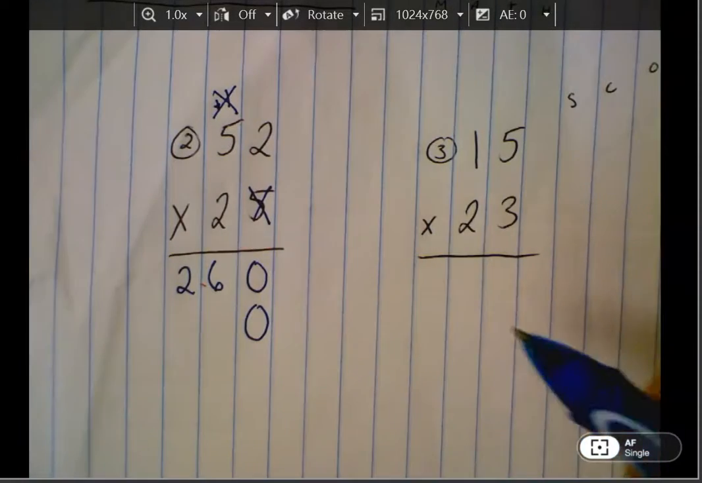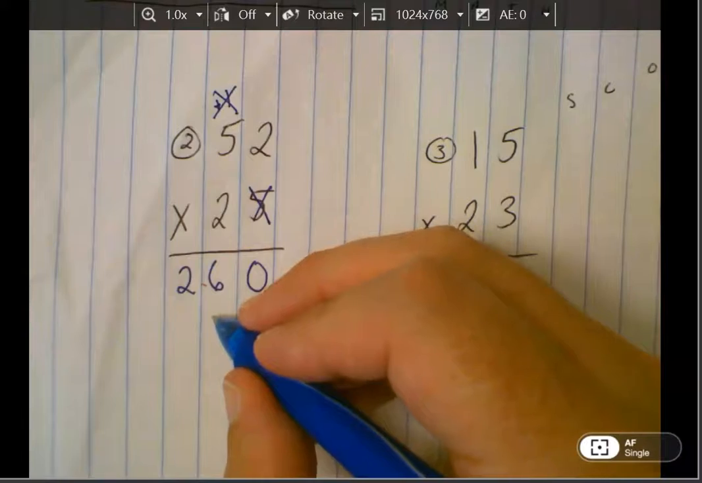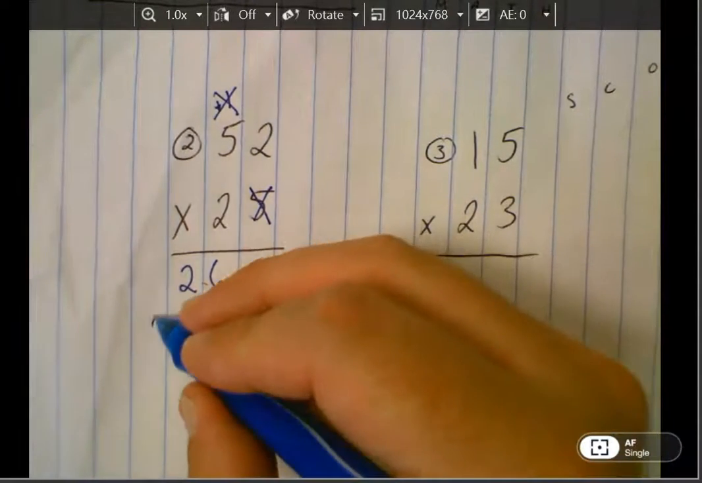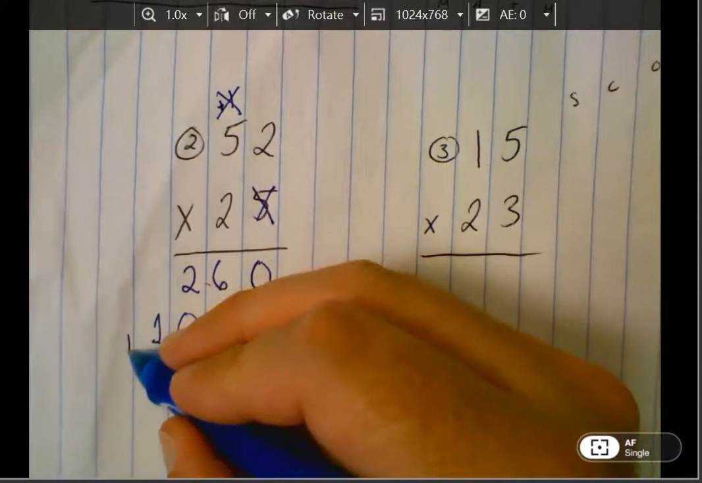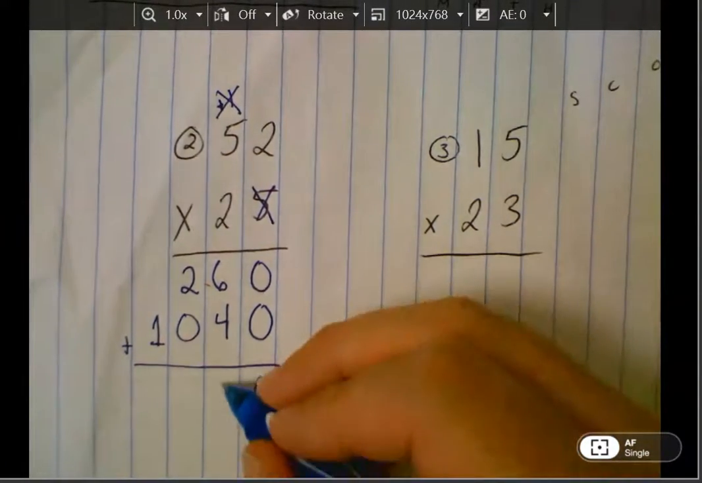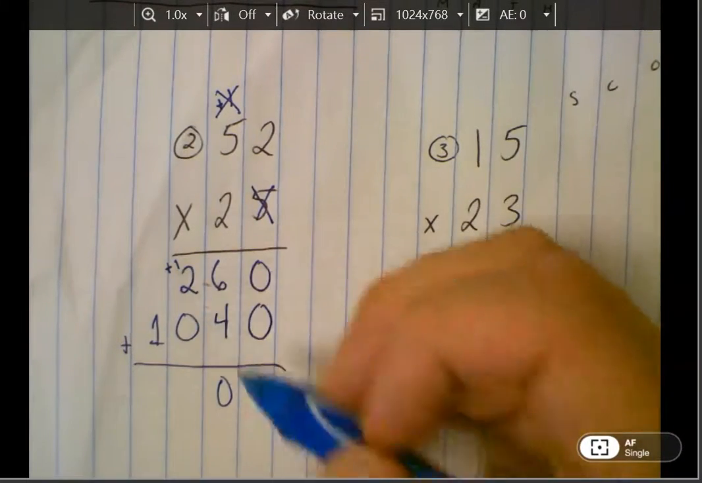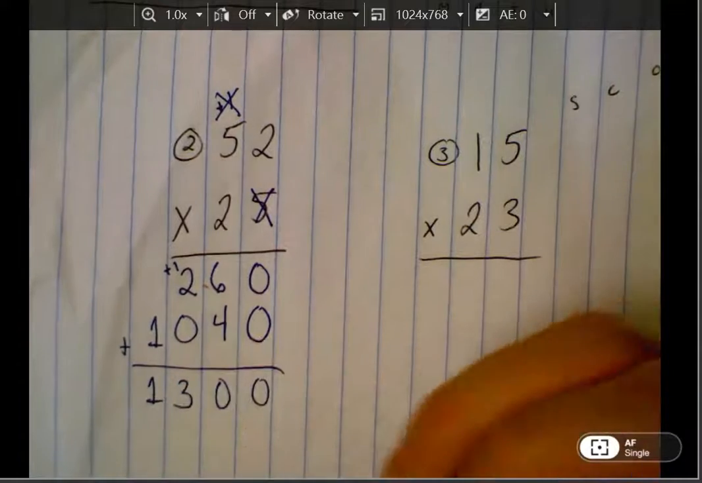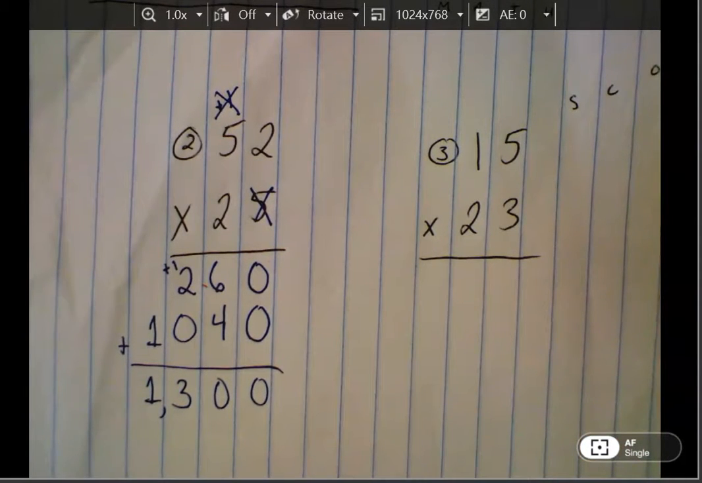Now I'm ready to move in to the tens place value. 2 times 2, which is 4. 5 times 2, which is 10. And my final answer is adding 1,040 and 260. 0 in my ones, 10 in my tens, so I have to regroup. 2 plus 1 is 3. And a 1 in my thousands. 1,300 is the answer to number 2.